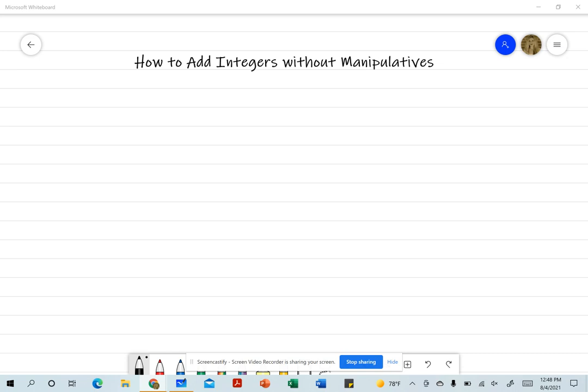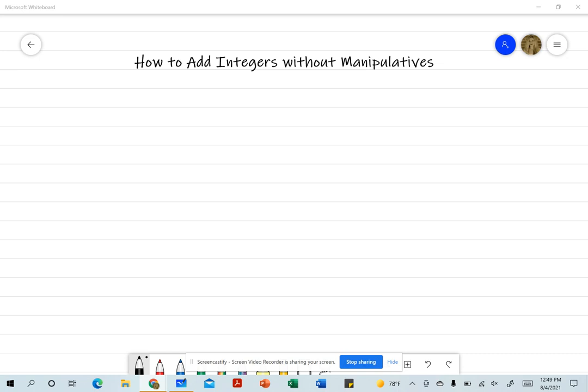We don't want to use integer counters for an expression like 100 plus negative 72. I personally don't want to be drawing 100 positive and 72 negative integer counters. I'm sure you don't either. There's better uses of our time, right? So we're going to learn rules to help us do it without those counters, but keeping those models in mind help us formulate the rules.